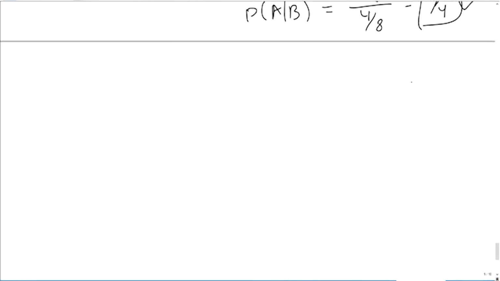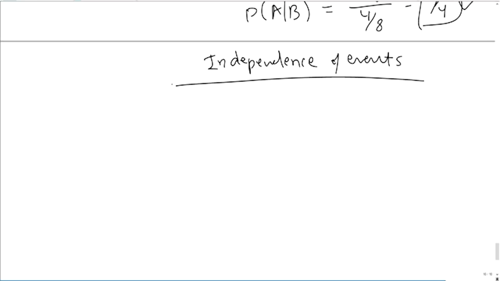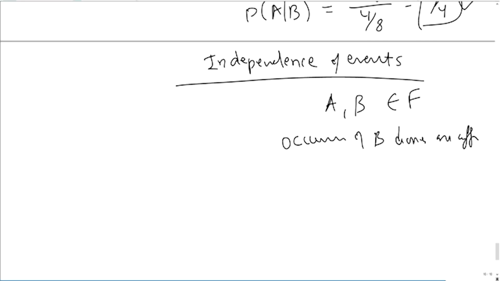Now, from conditional probability, we can easily think of another very interesting concept, which is the independence of two events. When do we say that two events are independent of each other? Let us say you have two events A and B, which belong to your event space F. In what situation can you say events A and B are independent? What does independence of events actually mean? Independence means that the occurrence of event B does not affect the occurrence of event A. They are independent in the sense that the occurrence of one does not affect the occurrence of the other.